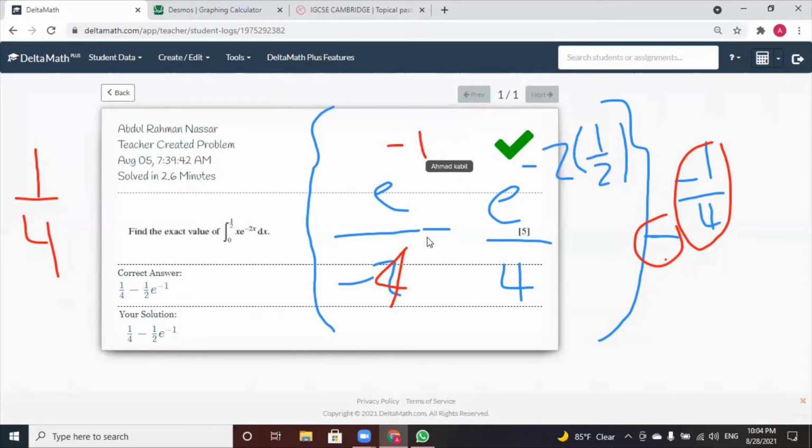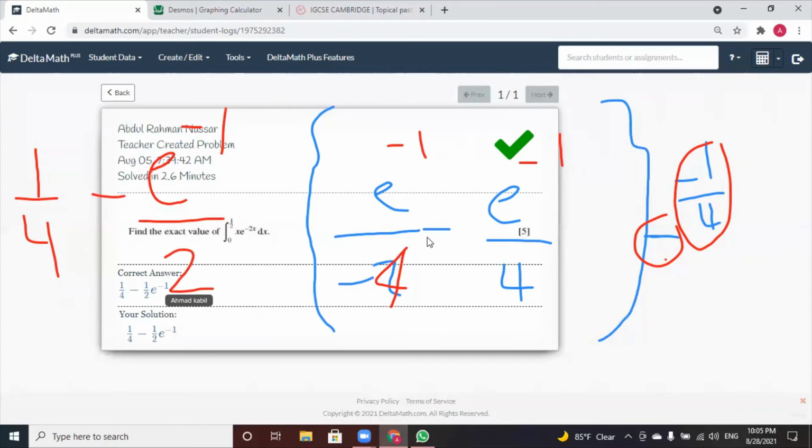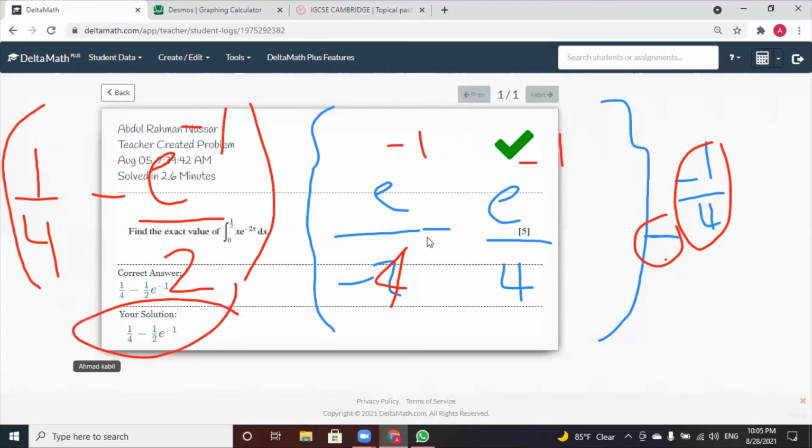E power negative 2 times half here as well becomes e power negative 1. So e power negative 1 over negative 4 minus e power negative 1 over 4. This is as if I have minus e power negative 1 over 2. Hence, my answer is 1 over 4 minus e power negative 1 over 2, which is the correct answer.